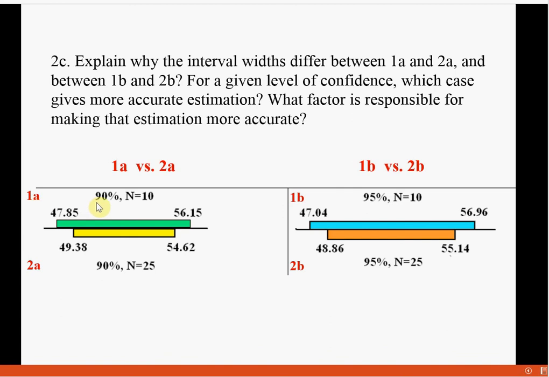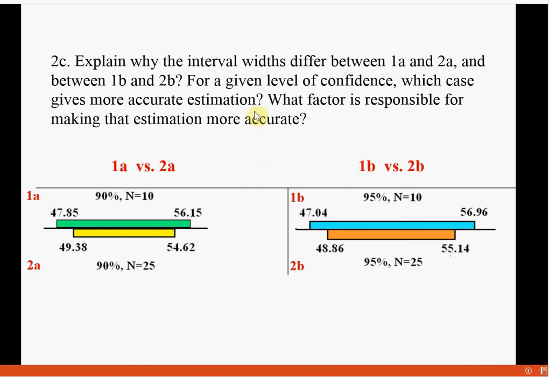This is question 1A. We have a 90% confidence interval. We use sample size 10. Then question 2A, we also have a 90% confidence interval, but the sample size now changed to 25. You see, same level of confidence, but a different sample size. The result is that with larger sample size, the interval now is narrow. You have a narrow interval with 90% confidence of enclosing the true population mean. So thus we find the interval width differs between these two questions, 1A and 2A.